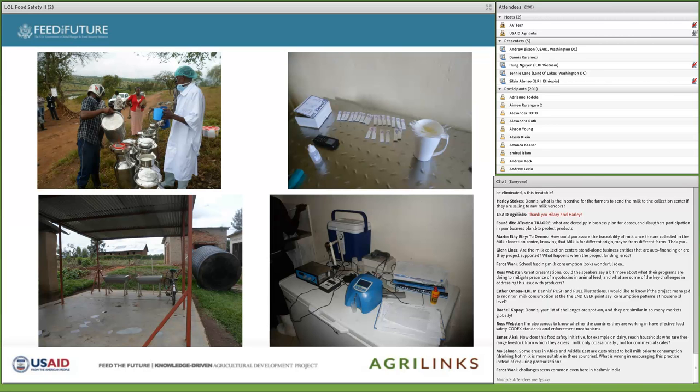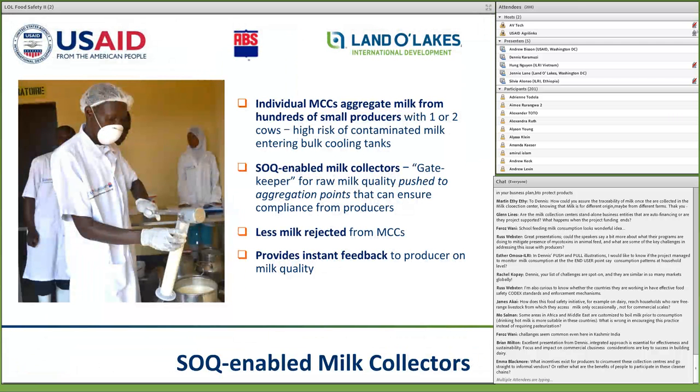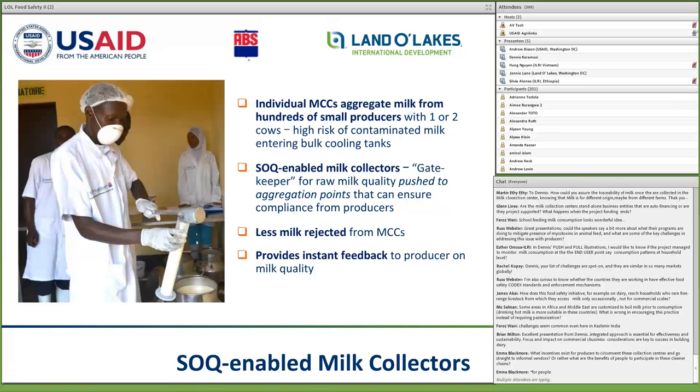And as you see in the little demo, it demonstrates the little aggregation point as you bring the milk together, and the different testing tools that could be brought into play. And majorly, that is what the project has supported: to provide the hardware, but in addition, complement that with the proper training that has been provided. So what you see in the next picture is a gentleman at a milk collection center, properly dressed, properly equipped, and those are called seal of quality enabled milk collectors.